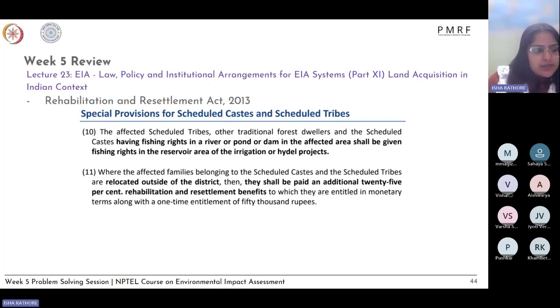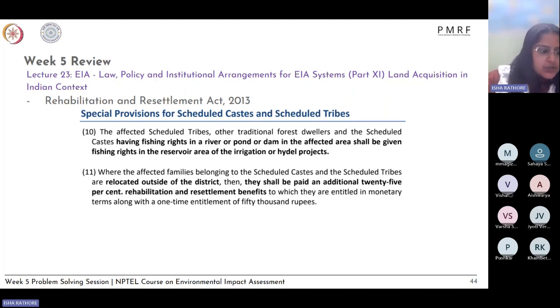So, for example, if a dam development is happening and this community was previously using the water body for fishing, then they should also be given the fishing rights to the river or pond or dam further, so that their needs are being met. So they have the right to fishing rights basically, or forest rights. And if they are relocated outside of the district, then they shall be paid an additional 25% for the rehabilitation and resettlement benefits.